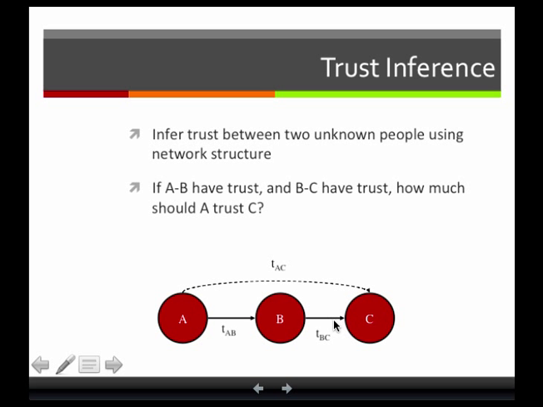We want to infer trust between two unknown people using a network structure. So here's a little graph at the bottom. We have nodes A, B, and C. We have edges from A to B and from B to C. And I've labeled those edges with this value. This is just T for trust from A to B and the T for trust from B to C. And we want to guess how much person A would trust person C. So we want to infer this value T_AC. That's the core question of trust inference.